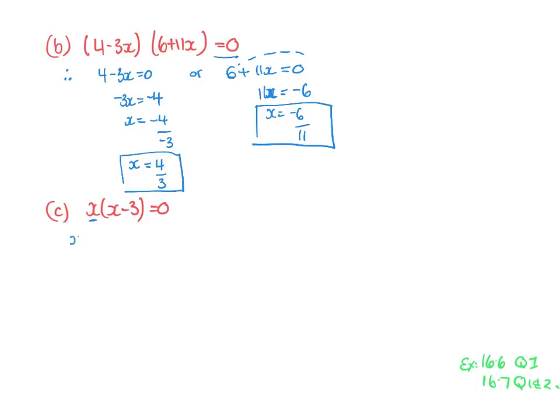Okay, now with this one, be careful, that is still a factor. So what we can say is x equals 0, and that's one answer, or x minus 3 equals 0, and just keep rearranging till we get it looking like that.